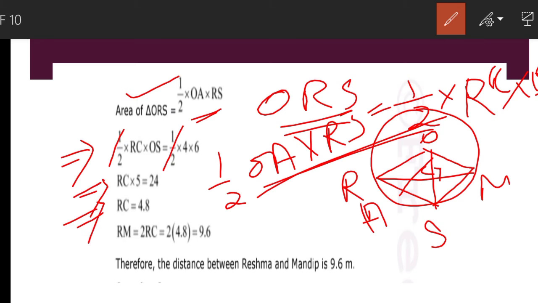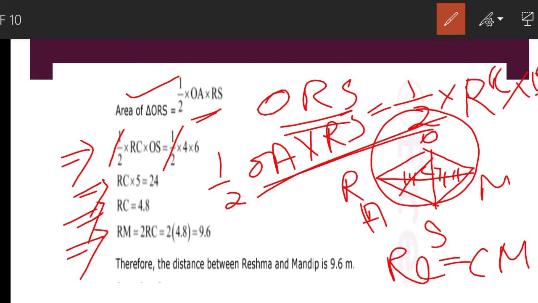Previously we have found that RC is equal to CM, because the diagonals are perpendicular to each other and bisect each other for the quadrilateral kite. So we can say RM is equal to 2RC. Therefore the distance between Reshma and Mandeep is 9.6 meter. After multiplying 2 with 4.8 meter we get 9.6 meter.